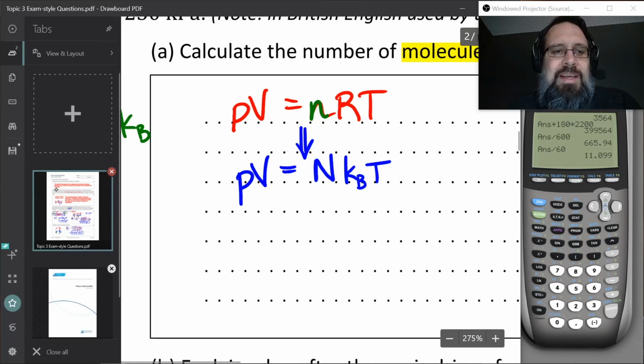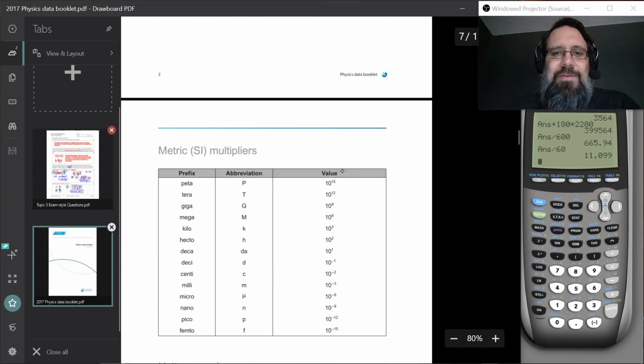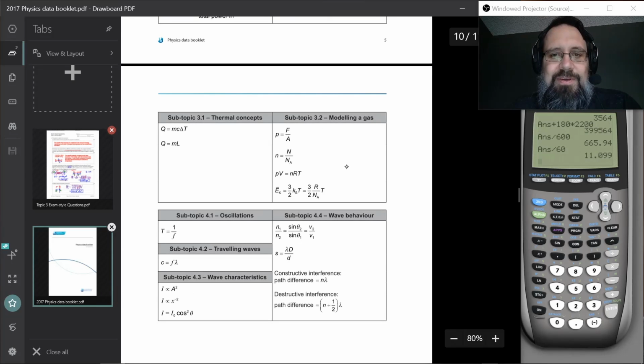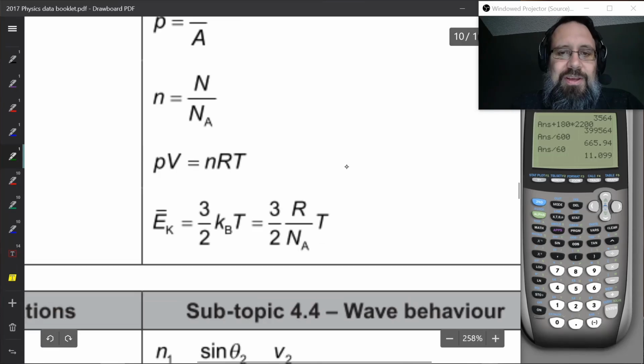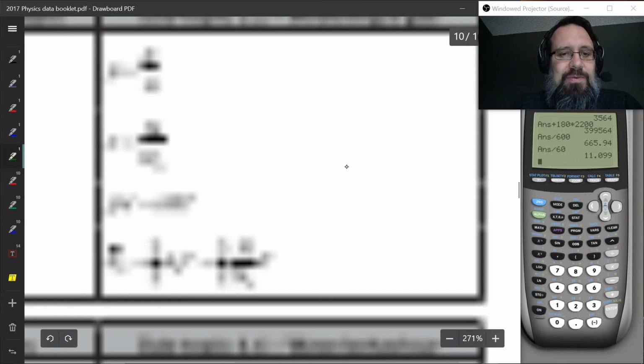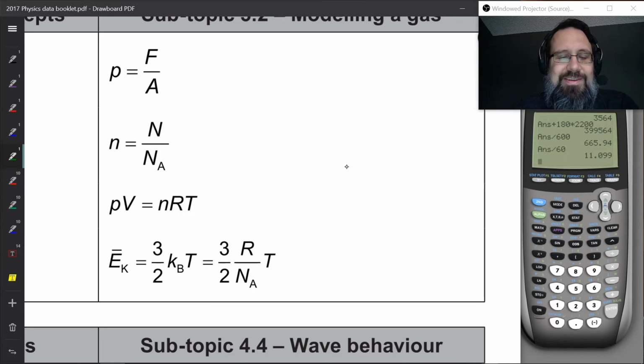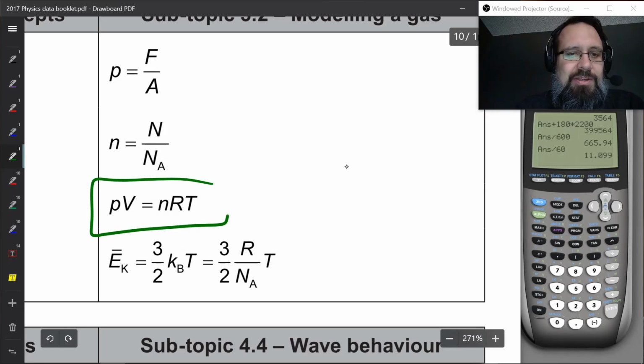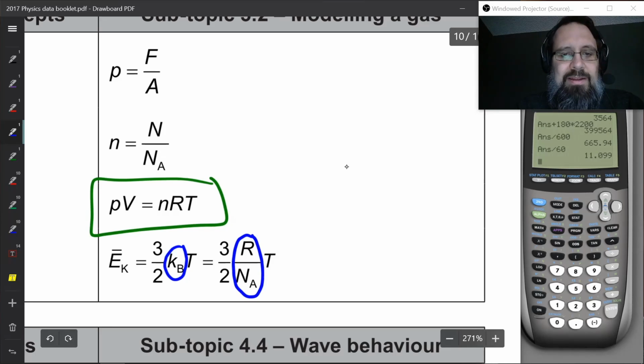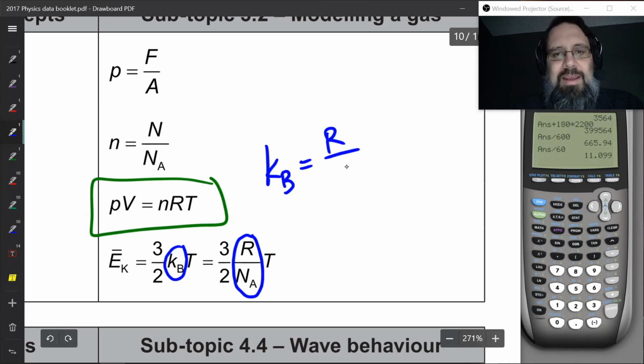Yeah, it's confusing. They don't really care about you knowing this. If you look in the data booklet, if we go to the thermal physics section, they just give you the mole equation. But you can see here that k_B is R over N_A, and so they show it to you there.